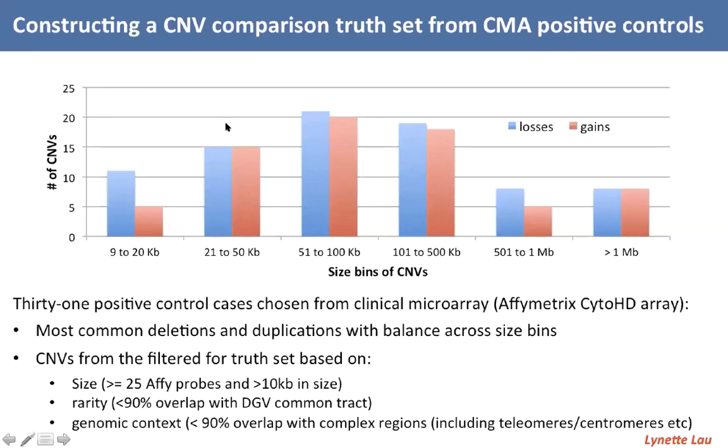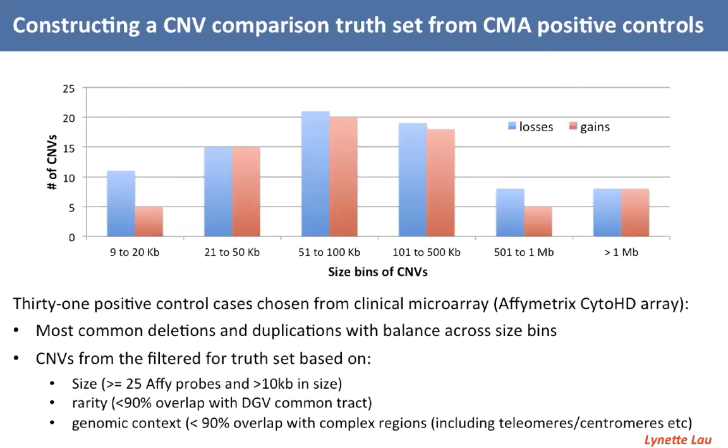You can see the true set inside different size bins. The idea here was that we took these 31 positive controls that we had clinical microarrays on, and we ran genomes on them. We have a split of losses and gains, and we have done them over different size bins as well. And this is just to get a sense of how well we can detect these.